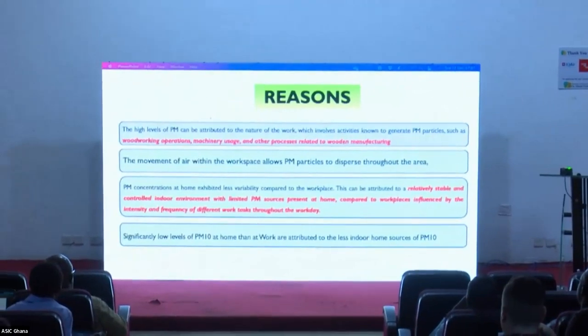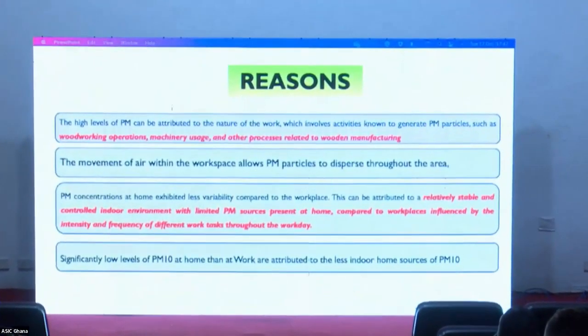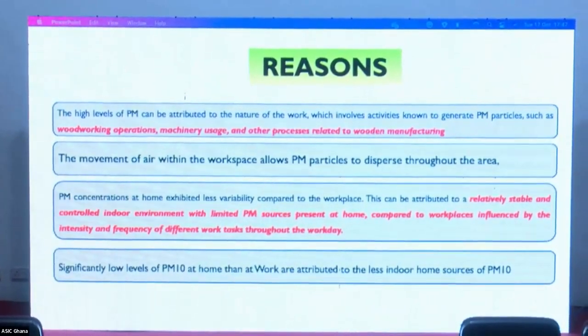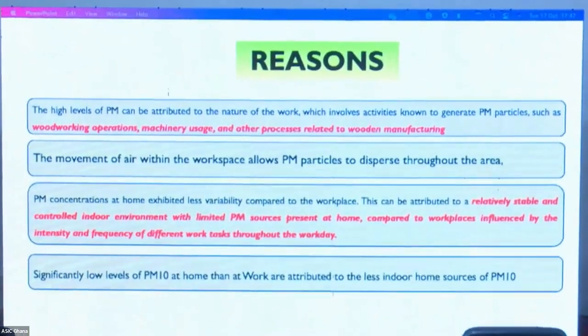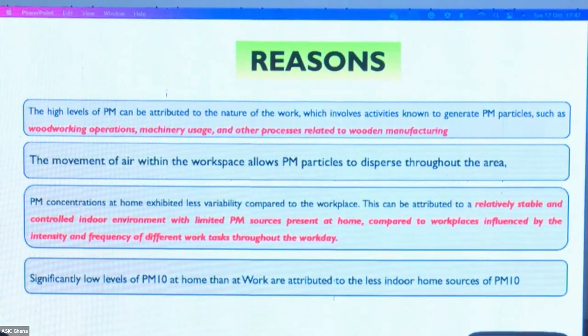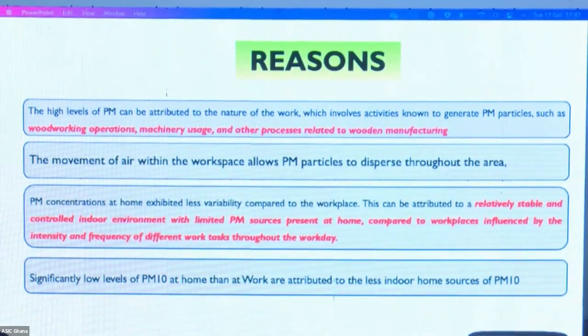So why do we see the high levels at work than at home? It is that we have many activities at work that are generating the PM, which are the woodworking operations, like machinery usage, other processes involved. But home always has a bit less variability compared to the workplace because of the relatively stable and controlled environment that can be observed at home compared to the work. Yes, next.